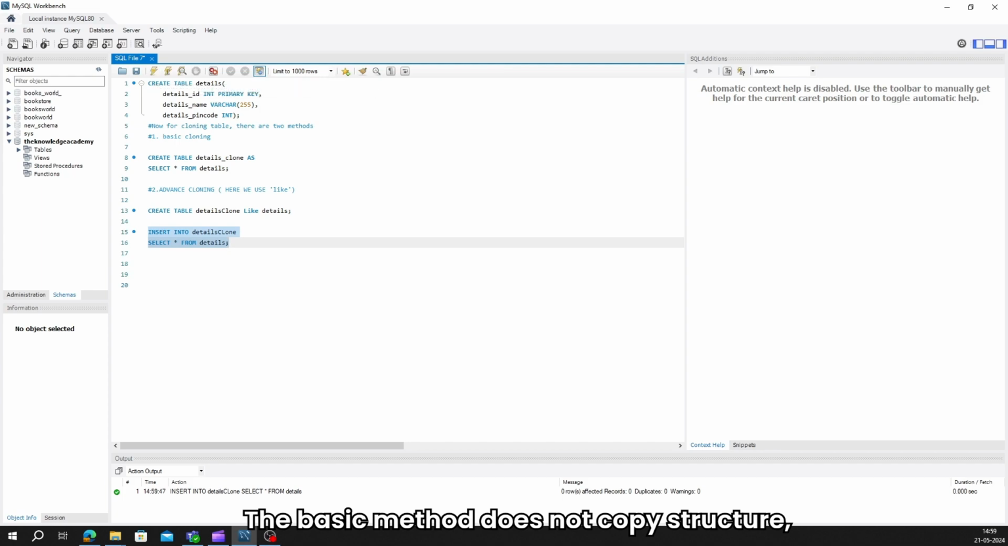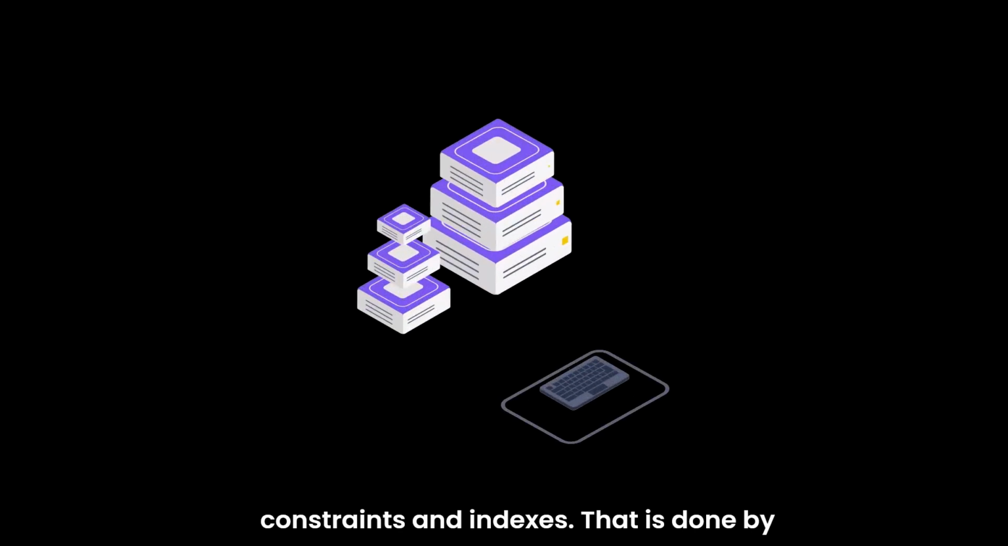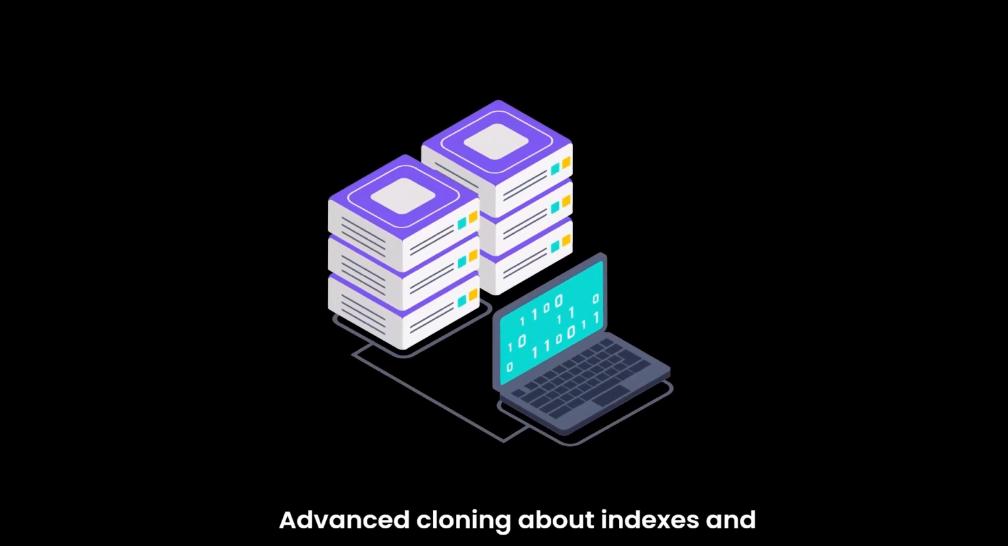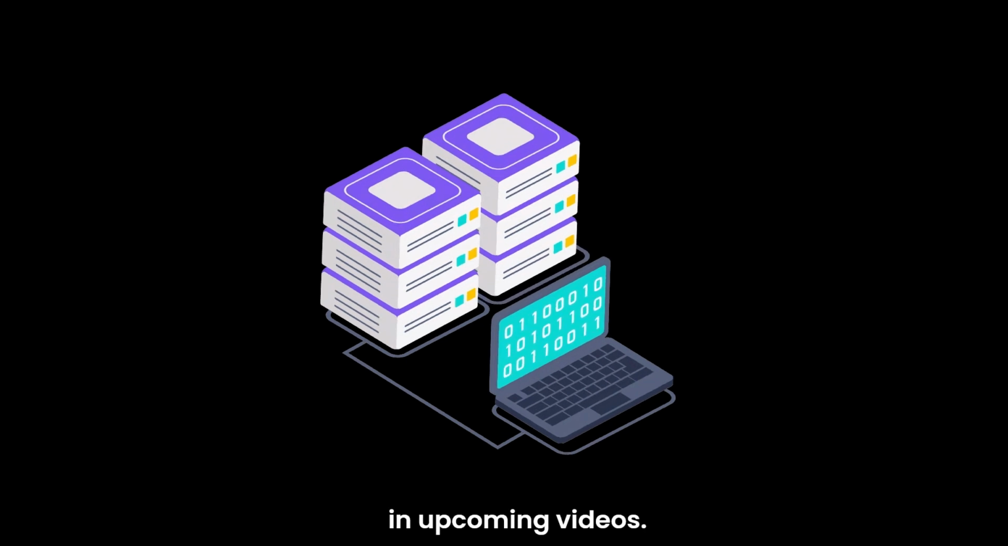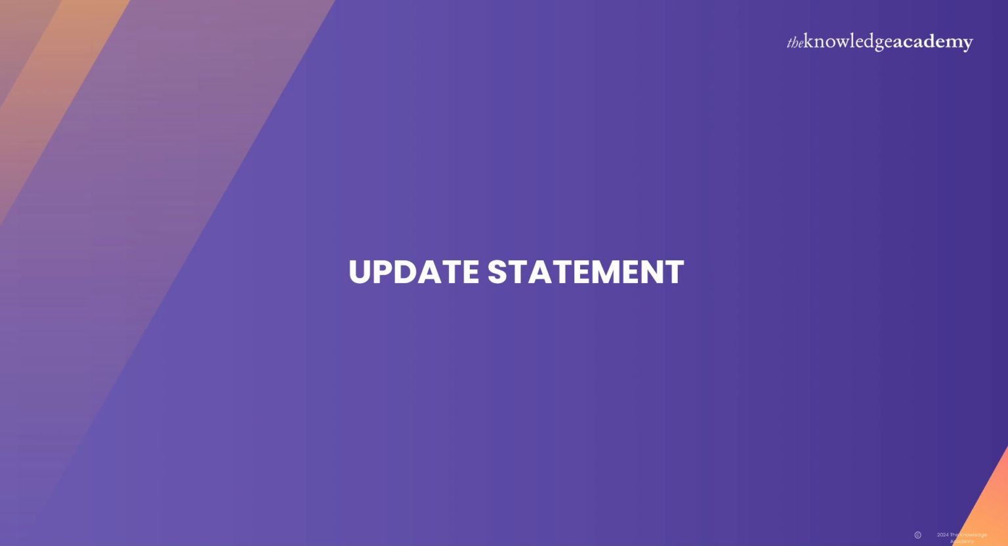The basic method does not copy structure, constraints, and indexes. That is done by advanced cloning. About indexes and constraints, we will learn more in upcoming videos. Now, let's execute some precision update statements to fine-tune our data.